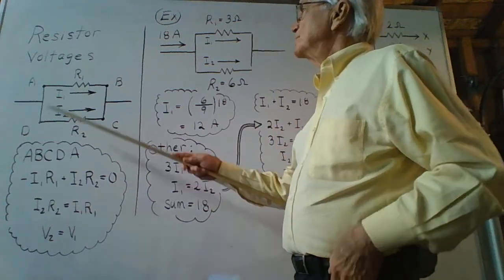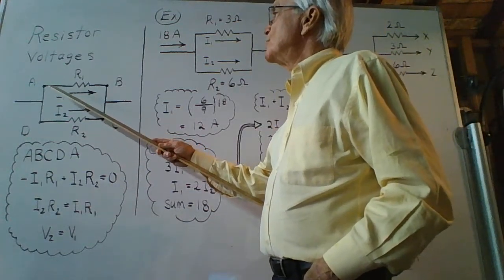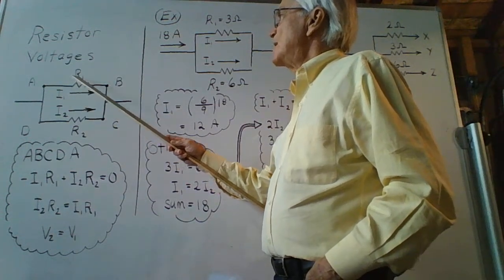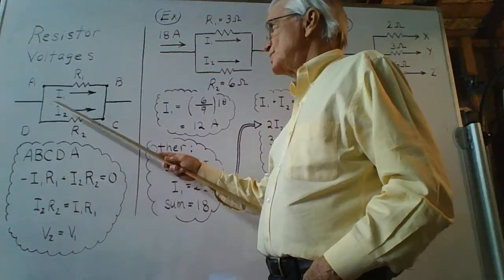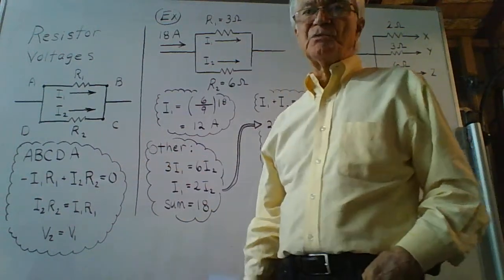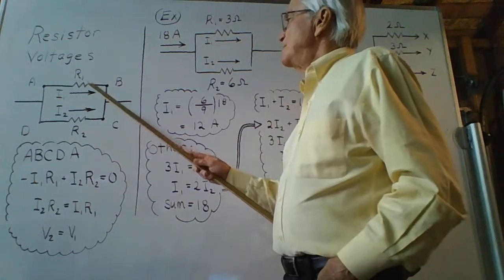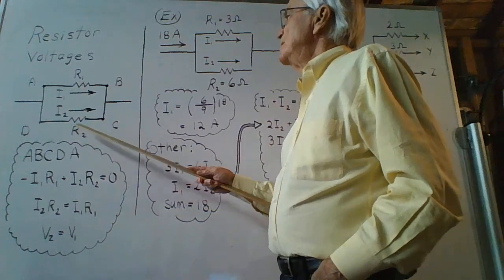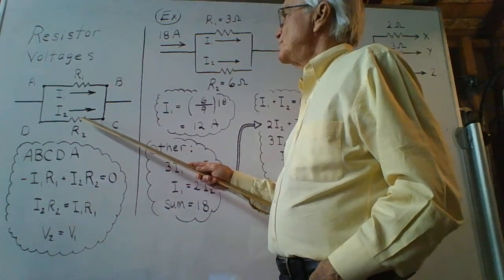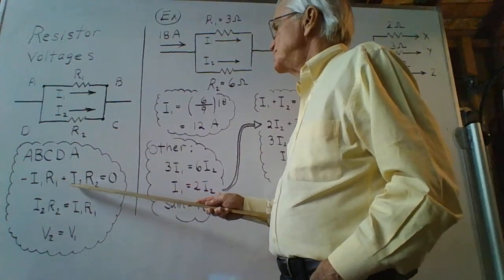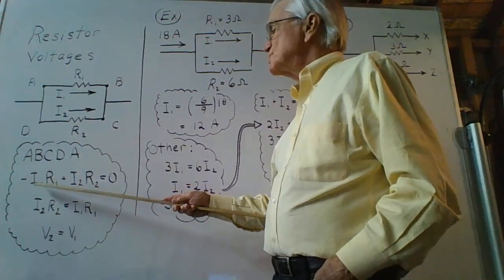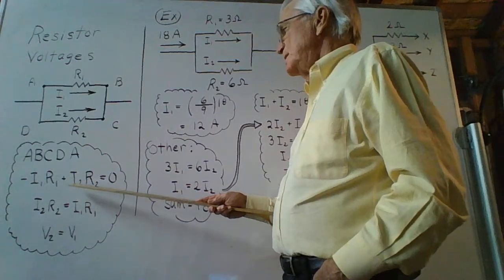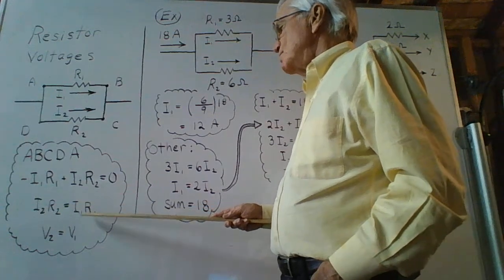And so through R1, we're going with the current arrow. The signed resistor voltage is negative I1R1. Negative because we're going with the current arrow. Maybe you forgot that rule. And then we come around and head in the direction opposite to that of I2, and so we have a signed resistor voltage of positive I2R2. The sum of those two resistor voltages is 0. This equation makes it quite clear that I2R2 equals I1R1.